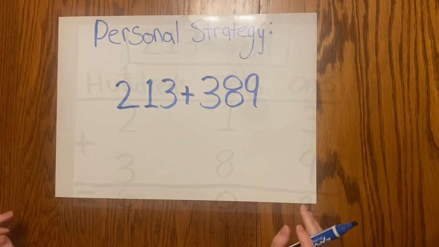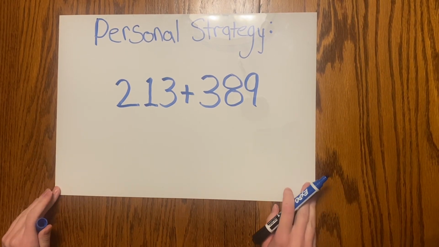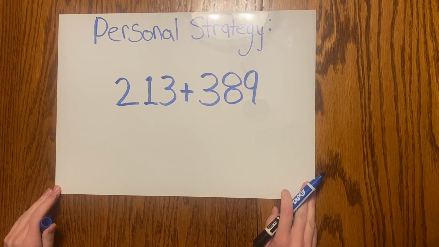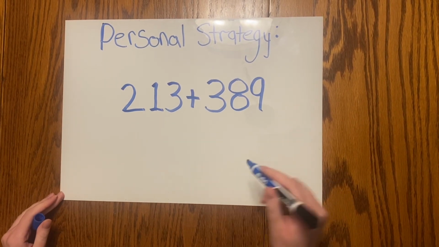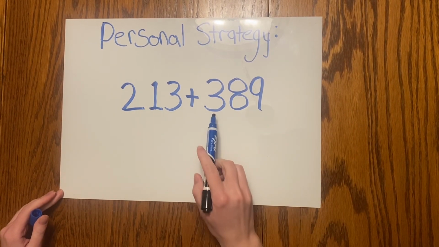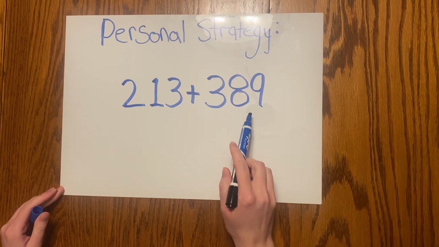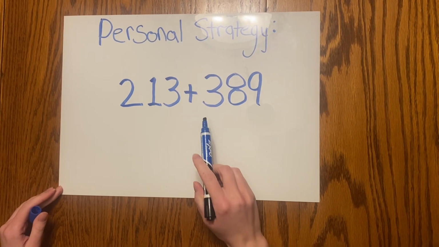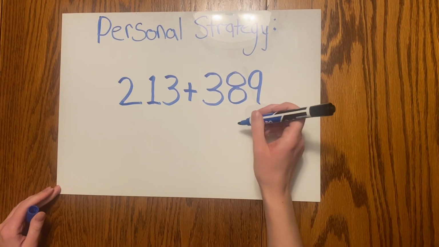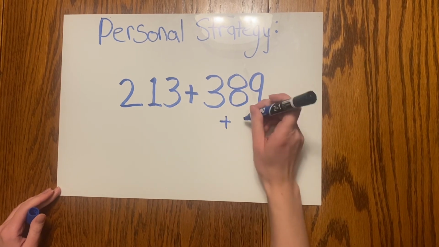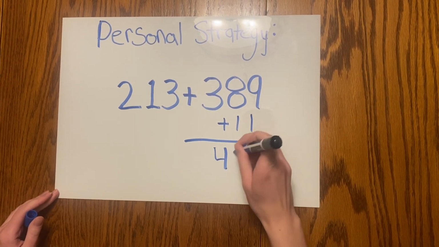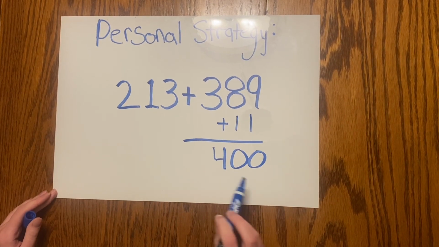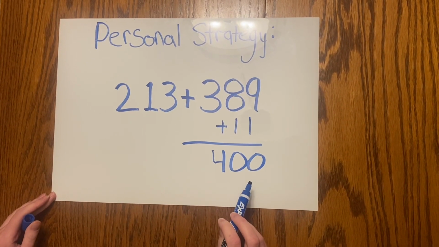So now I'll show you my personal strategy to solve this equation. I call this finding a benchmark number, or as we sometimes call it in class, finding a friendly number. In order to make 389 a friendly number, I would like to make that 400. So to make it 400, I have to add 11 to get me there. So now 400 is a nice, easy, friendly number to work with.